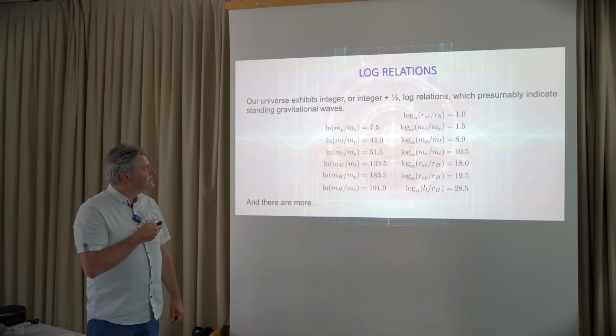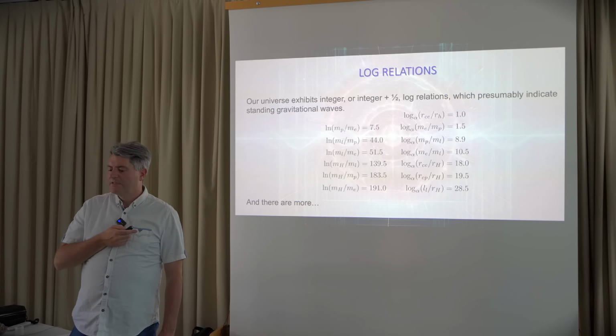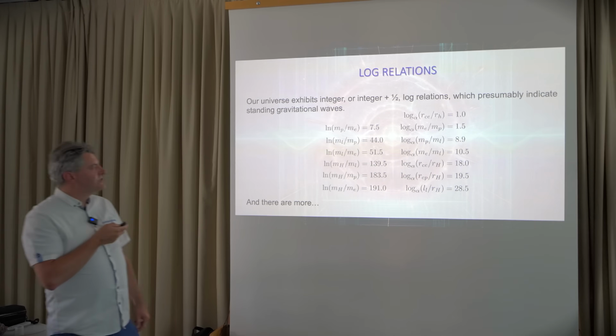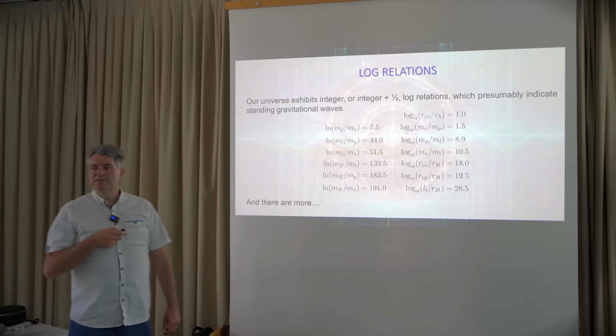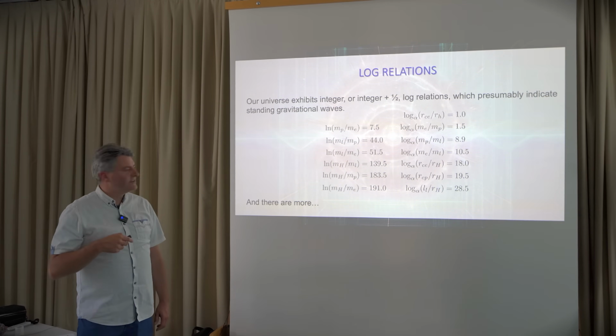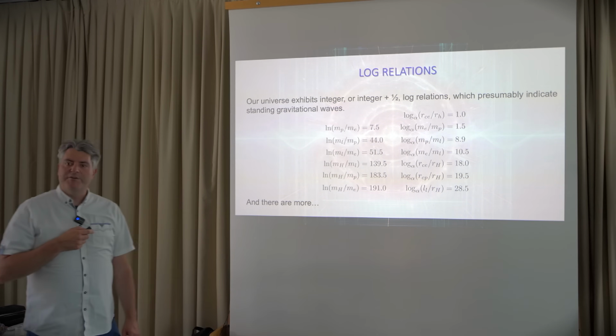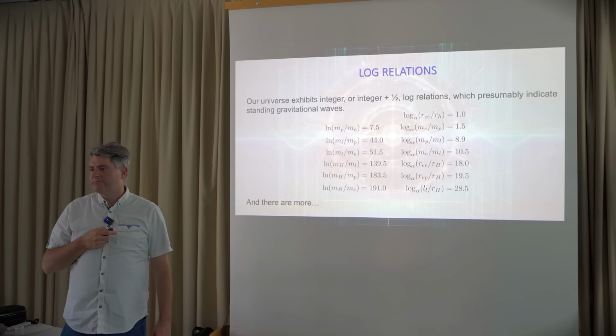Okay, and this is the last slide. In our universe, there seem to be a lot of interesting logarithmic relations that end up either in an integer value, or approximately an integer value, or an integer value plus 1/2. There are a lot of logarithmic relations between the mass of the electron, the mass of the proton, the Planck mass, and the Compton wavelength of the electron, and they all end up in either an integer number or an integer number plus 1/2. It's very weird, and it indicates there is some unknown physics at work, maybe like standing gravitational waves or something like this.